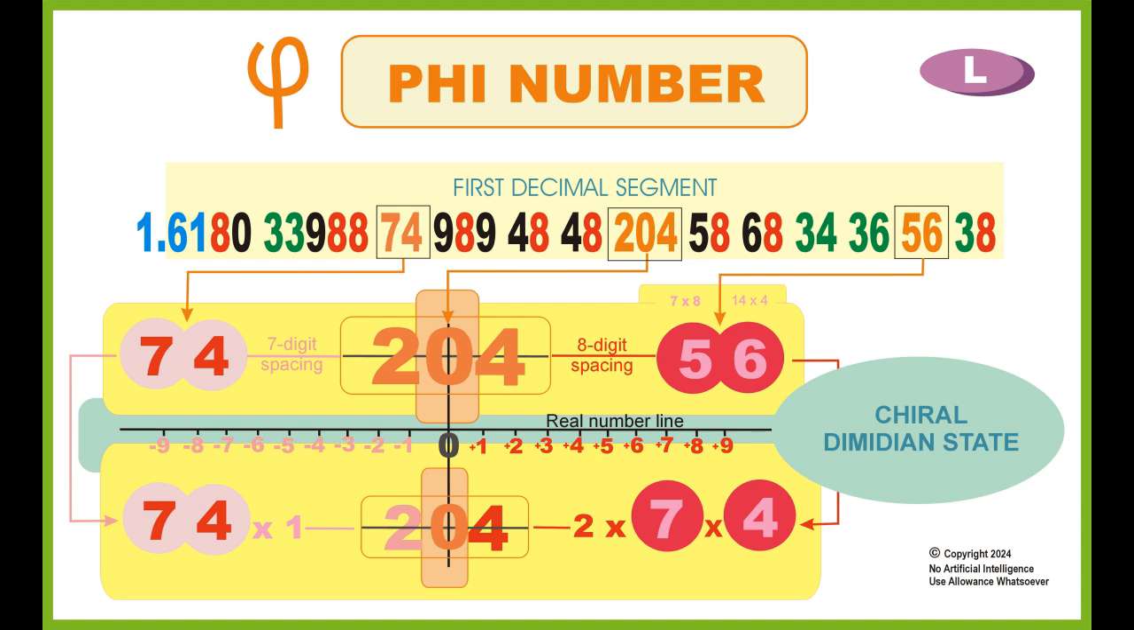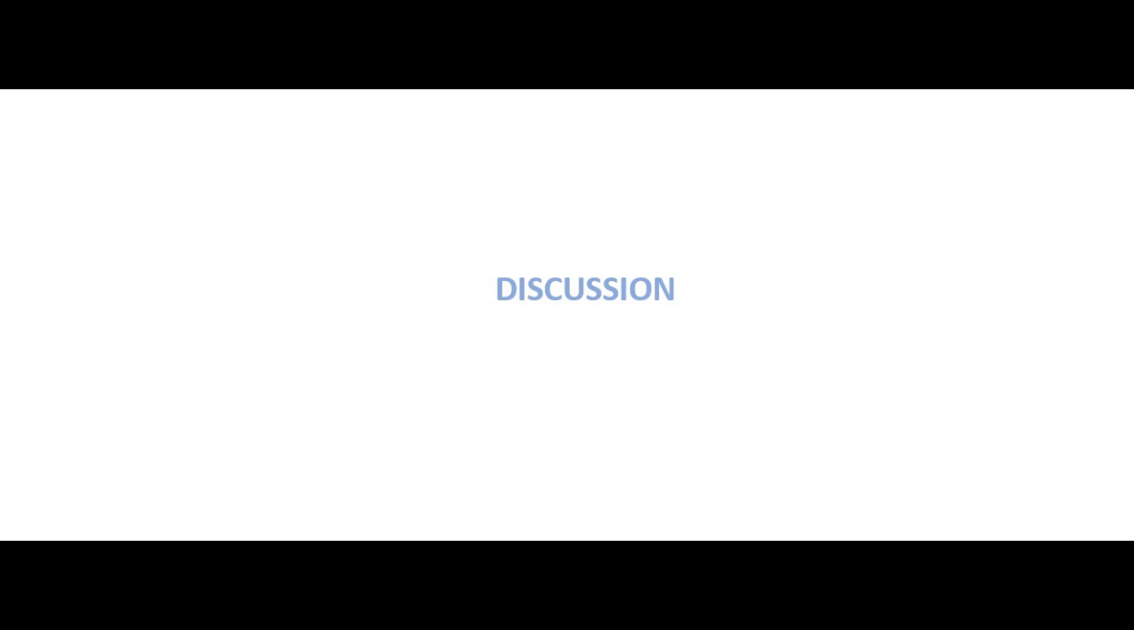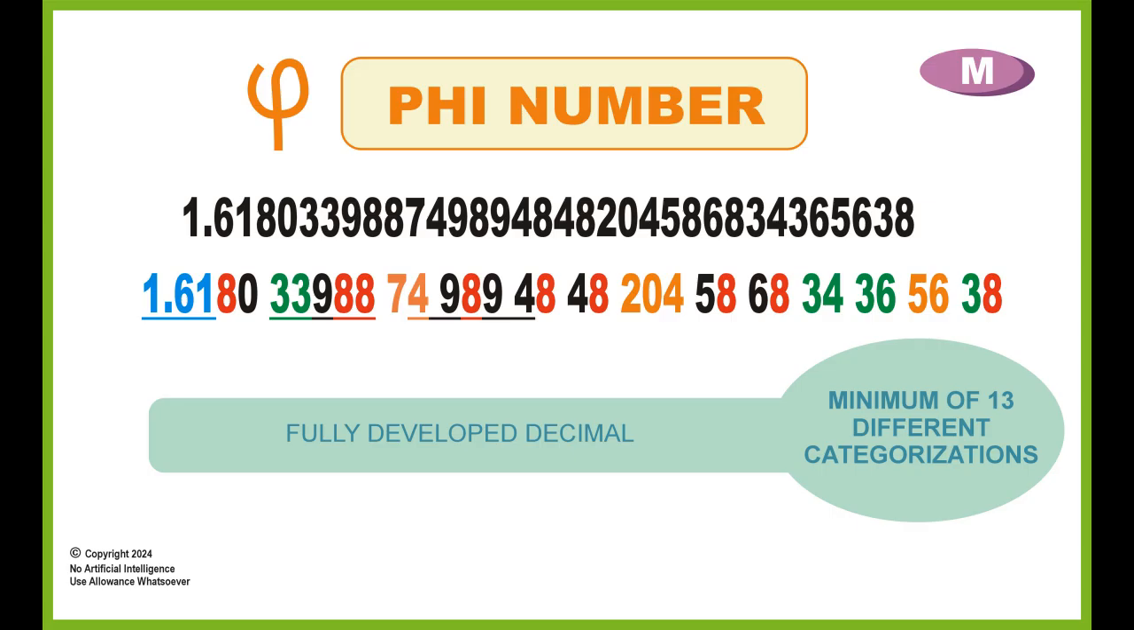There is no question that the whole extracted expression from the decimal segment is expressly a representation of chiral demediation, as a major form of geometric symmetry. Discussion. Fair to say that those are not just characterizations in the structure of the phi number, but they represent things that are happening inside the number, beyond the single value of pure magnitude.